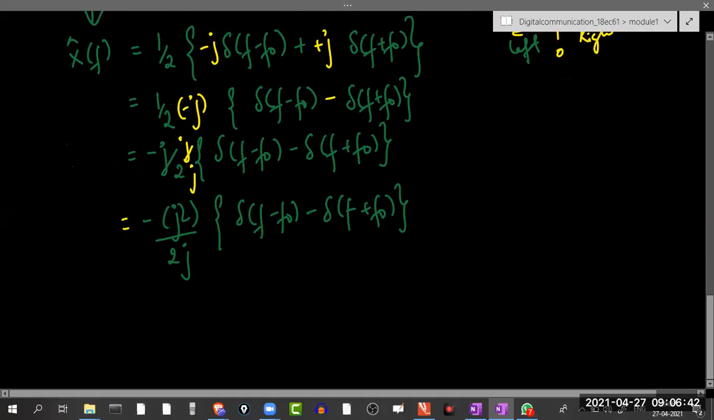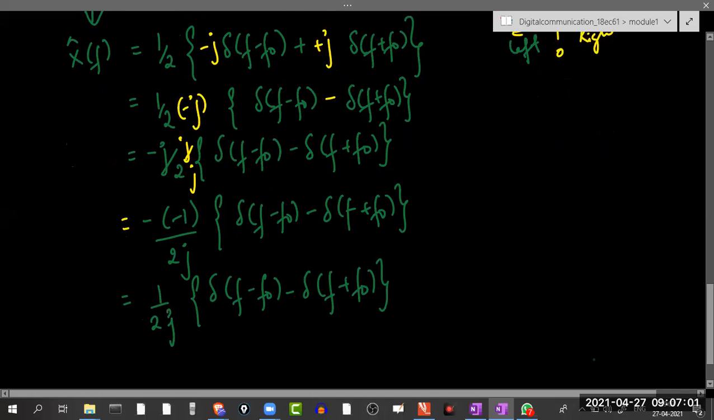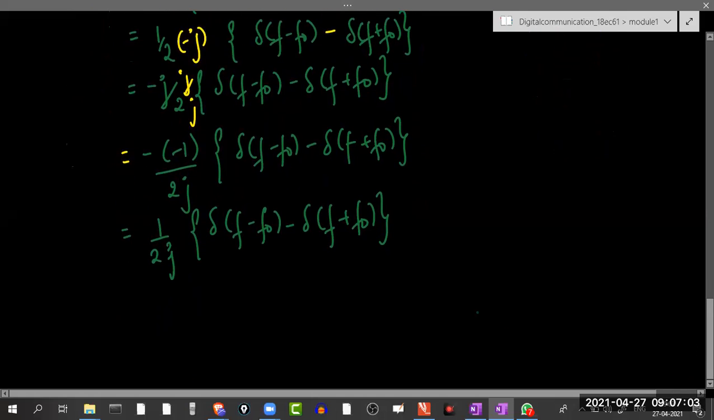And over here, we all know that j square is -1. So -1 into negative sign, I'll have positive. So it's 1 by 2j, delta f minus f naught minus delta f plus f naught. Now, is this equation familiar? Have you gone through this sort of equation anywhere? Is this equation familiar to you guys?